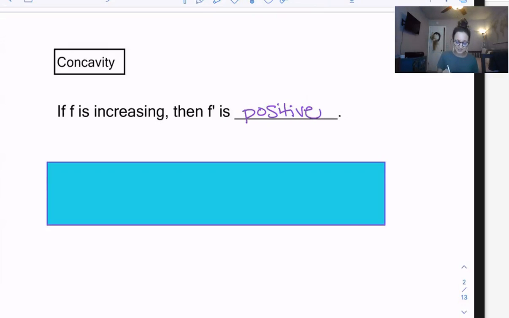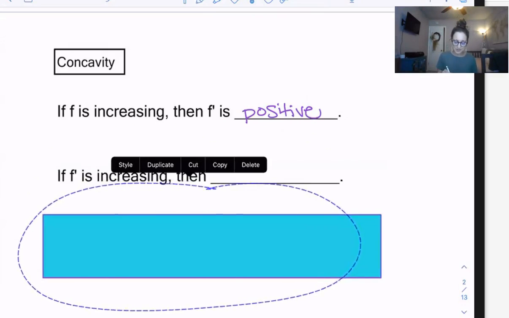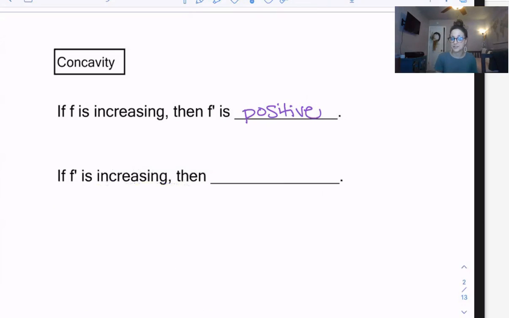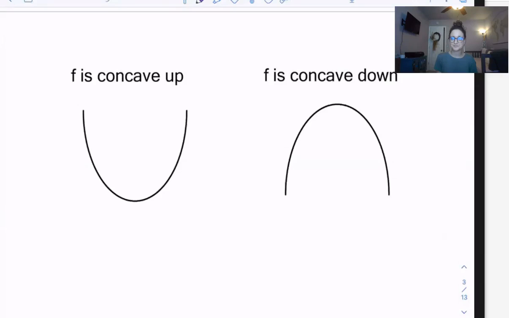Now, can we extend that? What if we take the next derivative? If f prime is increasing, then what do you think you could conclude? Then f double prime is positive. Right? So if f is increasing, the first derivative is positive. If f prime is increasing, the second derivative is positive. Okay, so I'm going to force a pause on your screen. Can you please copy what I have?